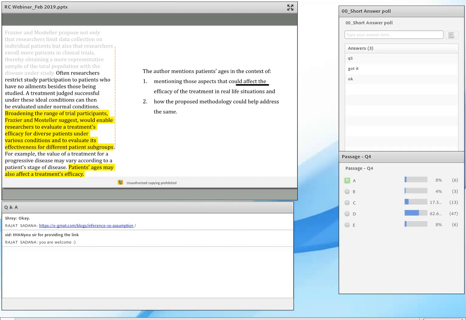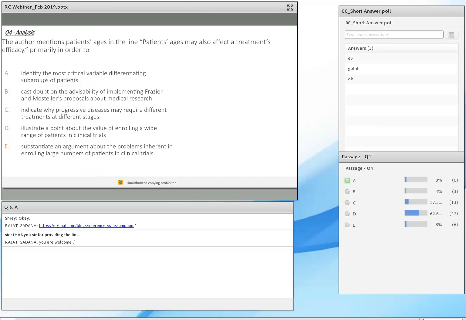It could affect the efficacy of the treatment in real life situations. And then he also says how FNM's proposal could help address this: when you enroll a broader set of patients, it could help address the same. So again, you do this pre-thinking and you really ask, why does the author mention this? And when you look at choice D, which 62% of you figured out, illustrate a point about the value of enrolling a wide range of patients in clinical trials. That's something which is there.